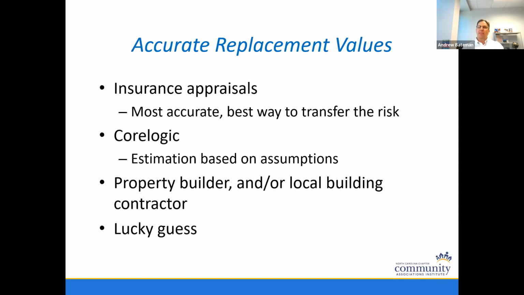But remember, each year at renewal, the board of directors has to sign a statement of values attesting that the property values are correct. Well, where's that information coming from? If you have an engineer do it, you've just transferred your risk to the engineer, and they will be able to provide the most accurate figure. The second is to get Andrew, I just, yes.